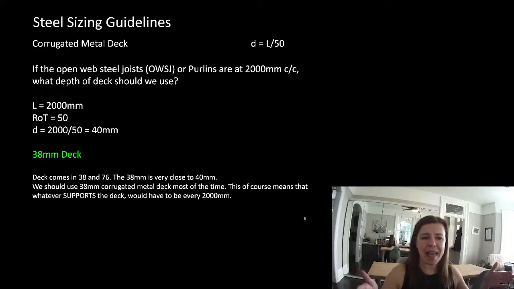If that doesn't equal out, like if you've got something that is a 9 meter bay, well, 2 meters on center doesn't equal out, you might divide that out equally instead. But 2 meters on center or less is going to be a really good place to start drawing open web steel joists and purlins based on the sizing guideline for metal deck.